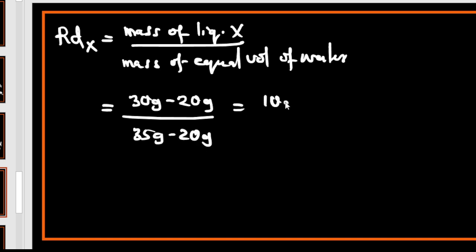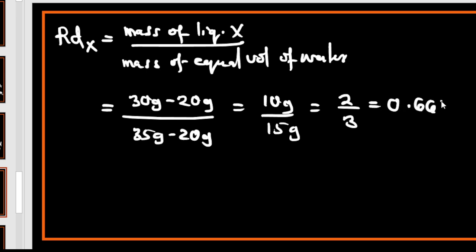So on top we have 10 grams divided by 15 grams. 5 can go. That gives us 2 divided by 3. So the answer is 2 divided by 3, or 0.667. That's what you have as the relative density of liquid X. So the question is that simple.